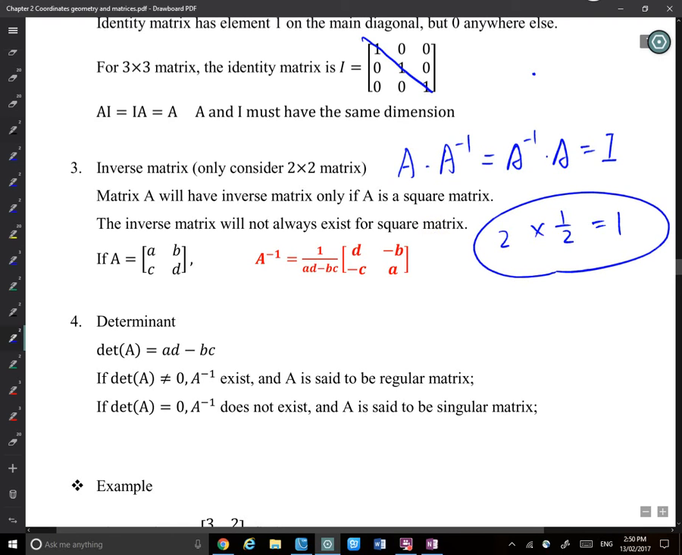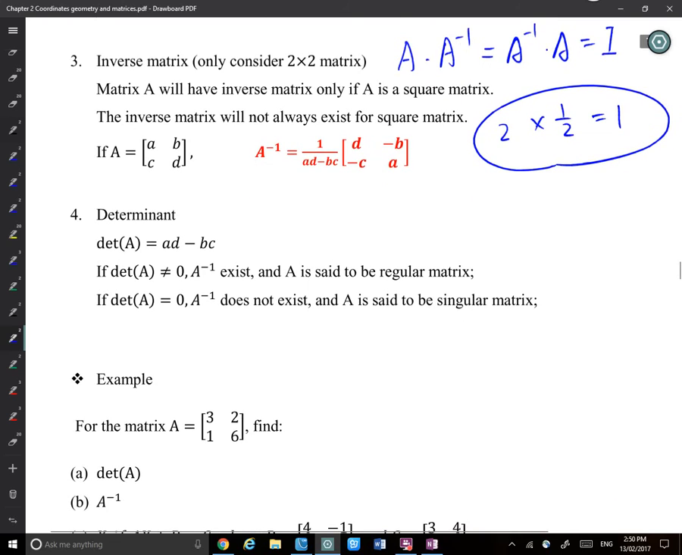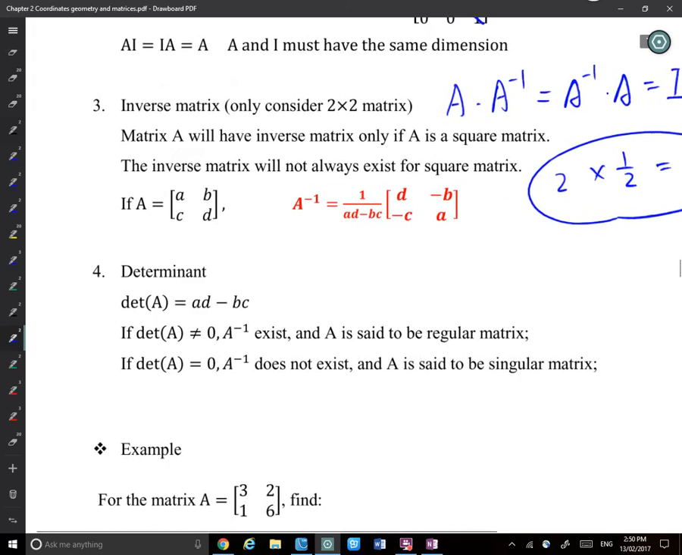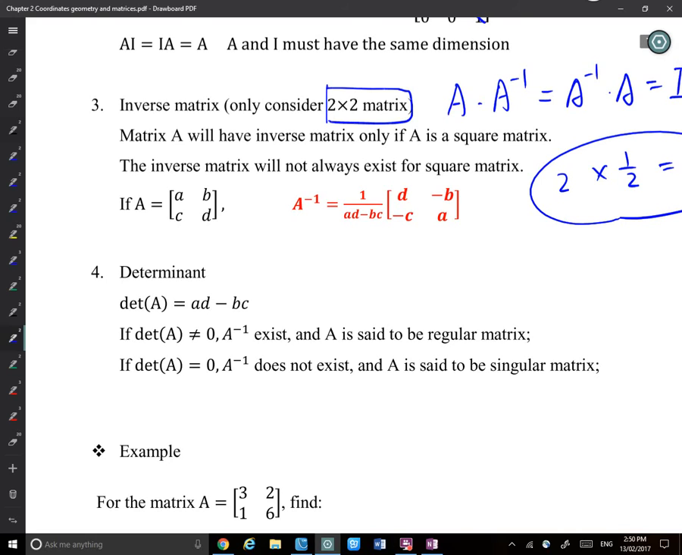That's for numbers. But in matrices, the original matrix times the inverse matrix will give you the identity matrix. So the identity matrix is the same as 1 in numbers. So that's the definition for inverse matrix. But how can we find the inverse matrix? We only think about 2 times 2 matrices. We only do 2 times 2 inverse matrices in year 12.